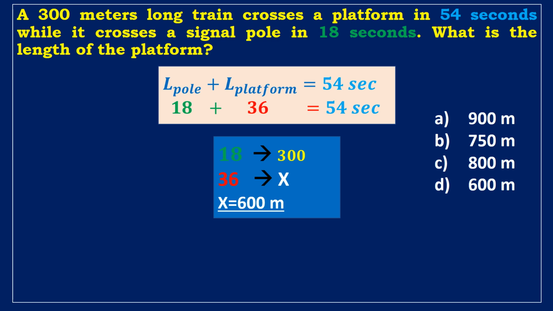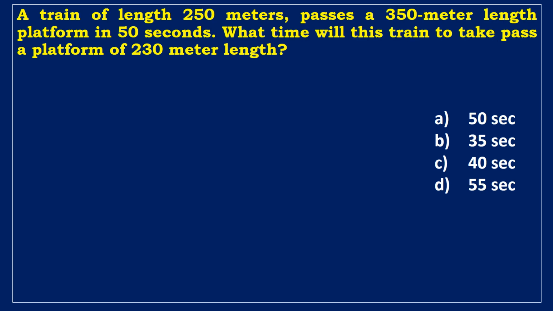Based on this information, we will frame two equations. 18 seconds equals 300 meters. The length of platform X is then 36 seconds. By solving X, we obtain the platform's length of 600 meters. A train of length 250 meters passes a 350 meter length platform in 50 seconds. What time will this train take to pass a platform of 230 meter length?